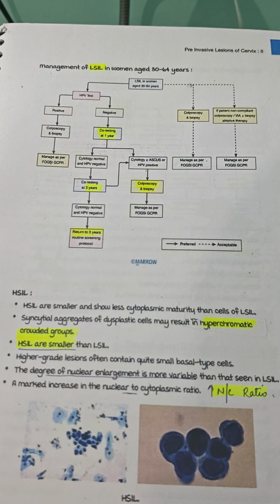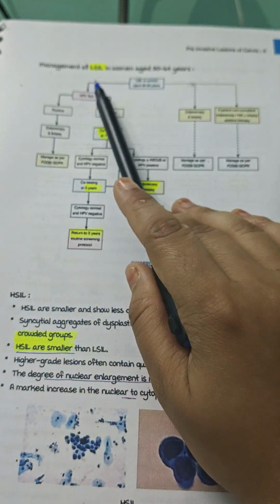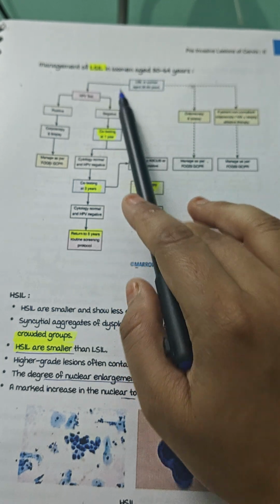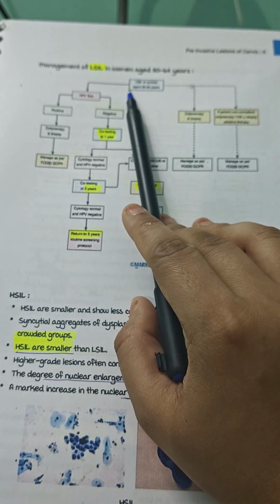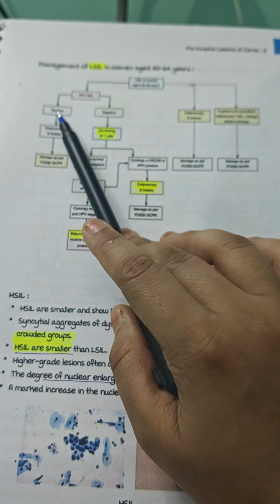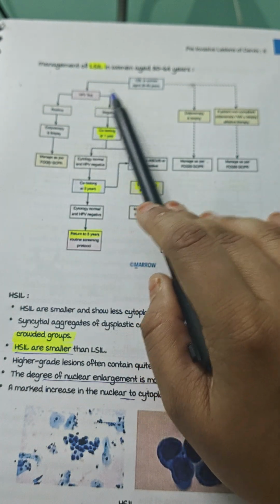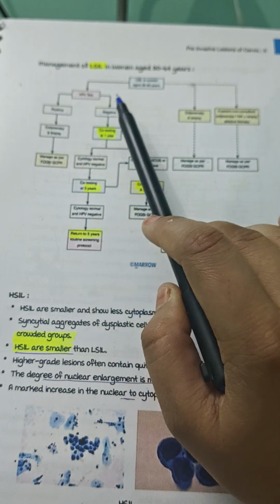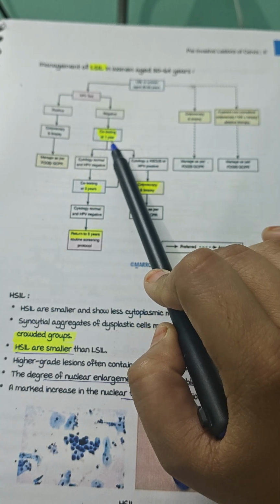So how will you manage a lesion which is HSIL in a woman aged 30 to 64 years? If a woman with HSIL on her Pap smear report comes to you in an age group of 30 to 64 years, just like ASCUS, we will do her HPV DNA testing, and if HPV DNA testing is negative, then co-testing is advised at 1 year.